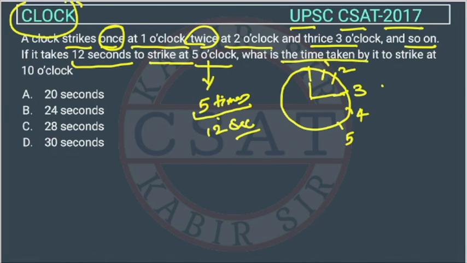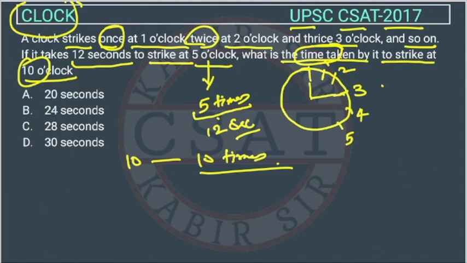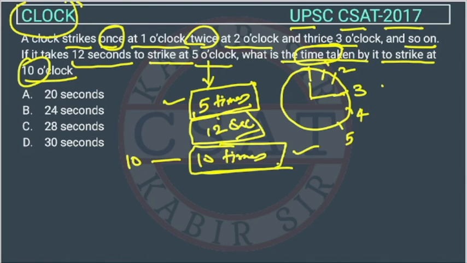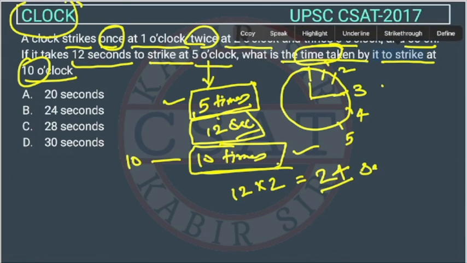What is the time taken by it to strike at 10 o'clock? So how much time will this clock take at 10 o'clock, right. So at 10 o'clock it will strike 10 times, right. So if you see, it is just the double of this one. Here 5 o'clock is striking 5 times and taking 12 seconds. So at 10 o'clock the clock will strike 10 times, and it will take how many seconds? Just double of this. So this will be 12 into 2. So this will be 24 seconds, right.